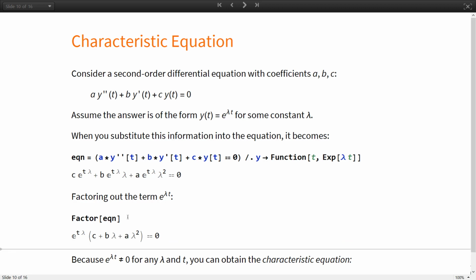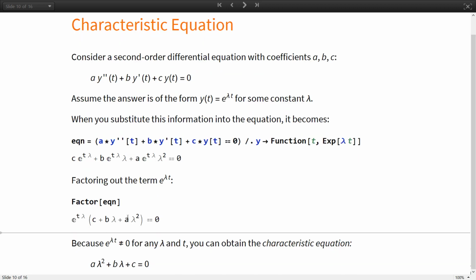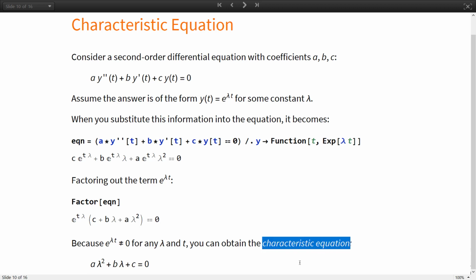Since the e to the lambda t term is non-zero for any lambda and t, we see that the equation will only equal 0 if the term in the parentheses is equal to 0. This term is called the characteristic equation.